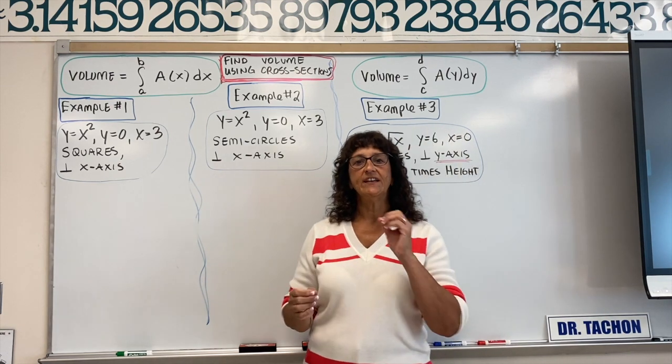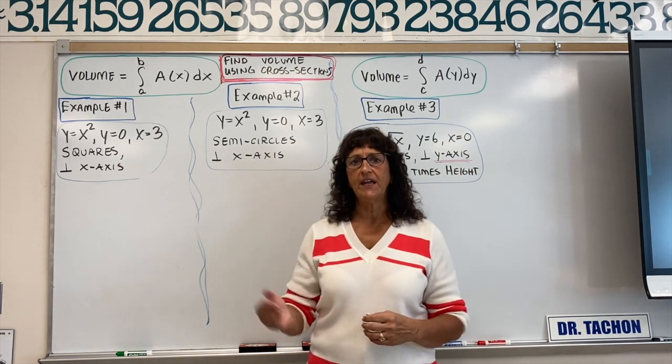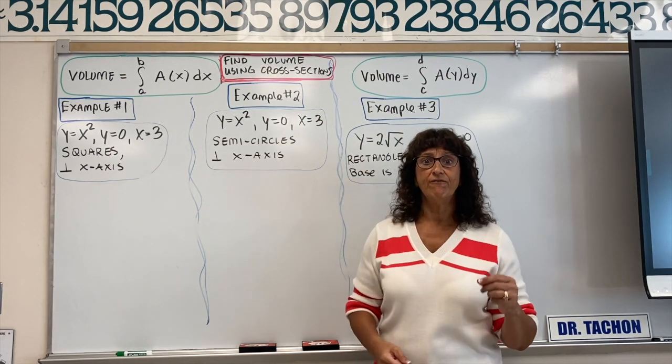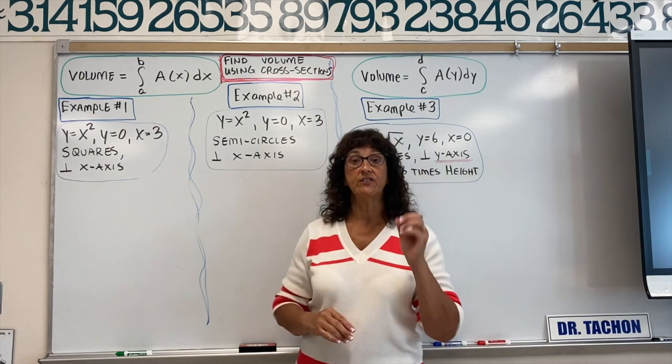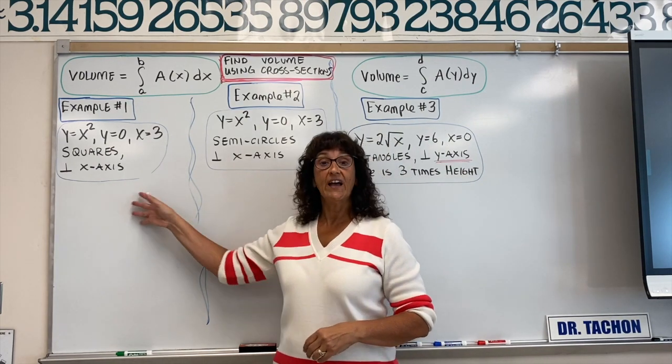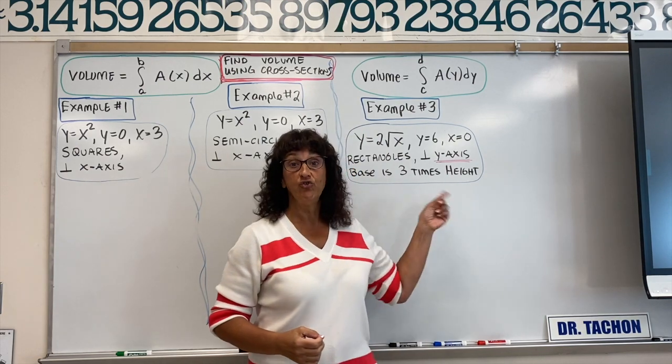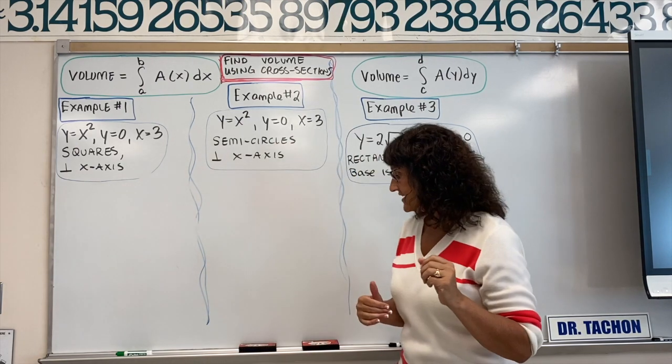So we're going to have to take the dimensions of the area formula and write them in terms of the functions that we are given. So we're going to find the volume using known cross sections that are perpendicular to the x-axis. We're also going to do an example when the cross section is perpendicular to the y-axis. We'll do these three examples here.